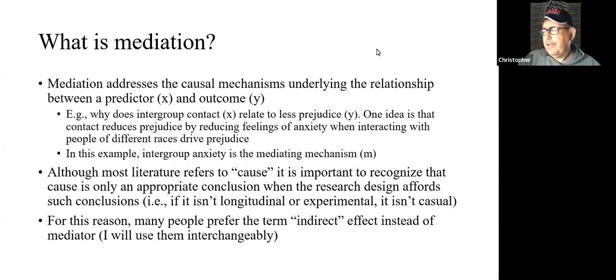Although most literature that you read on mediation will refer to causes, it's important to recognize that cause and causal relationships are only appropriately concluded when the research design affords those conclusions. In general, if it isn't longitudinal, if it isn't experimental, you can't really talk about causes. A lot of mediation work, and a lot of what I do, relies on cross-sectional analyses, basically correlational work. You can apply these sorts of tests to those data, but it does not establish causal mediation. For this reason, a lot of people prefer the term indirect effect rather than mediated effect, because people often think of mediation as implying something causal when it doesn't necessarily do so. Indirect just refers to the statistical test for the presence of an effect.